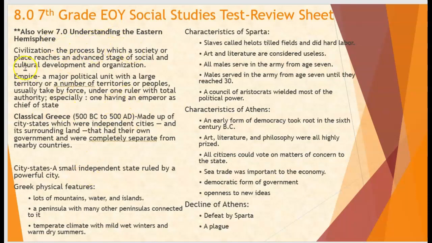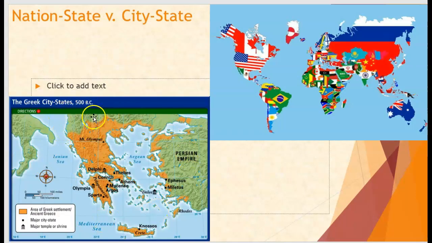We did that yesterday. But what's a civilization? What's an empire? Classical Greece, city-states. What is a city-state? Sparta, remember Sparta and Athens? And a Greek city-state, okay, versus a nation state. So like the United States of America, that's a nation state. It's large, okay, which includes lots of cities. A city-state is just a small area, like a small city that is like its own country. Remember Athens was kind of like its own country. Sparta was like its own country. So there's a difference between a city-state and a nation-state.